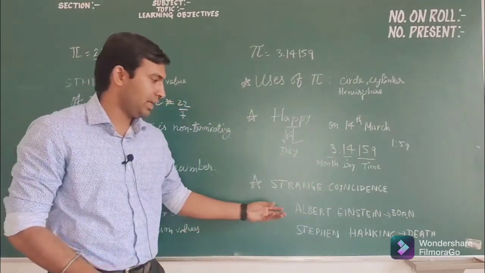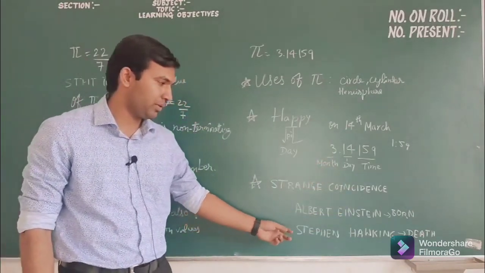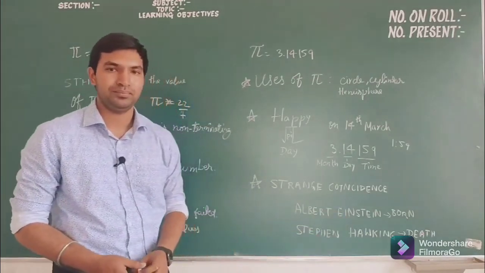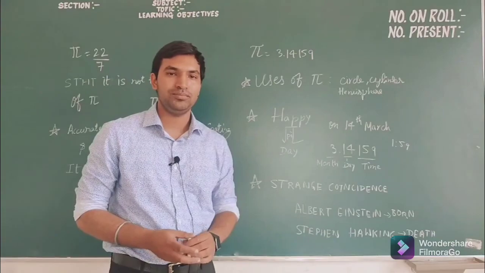Friends, the great Albert Einstein was born on this day, and the great physicist Stephen Hawking died on this day. So this was all about pi. I hope you like this video. Thank you so much.